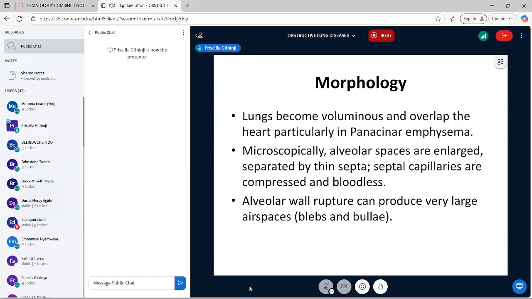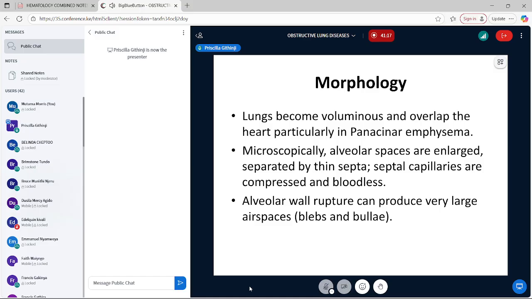How do these lungs appear? Of course, you have this irreversible enlargement of your alveoli. That's one of the characteristics we have spoken about in emphysema. And as a result, your lungs become voluminous. They become big, and they overlap the heart, particularly in panacinar emphysema. What does this mean? You've all done anatomy. So these lungs are so big that you will not be able to see the heart. That's why we mean that it will overlap the heart.